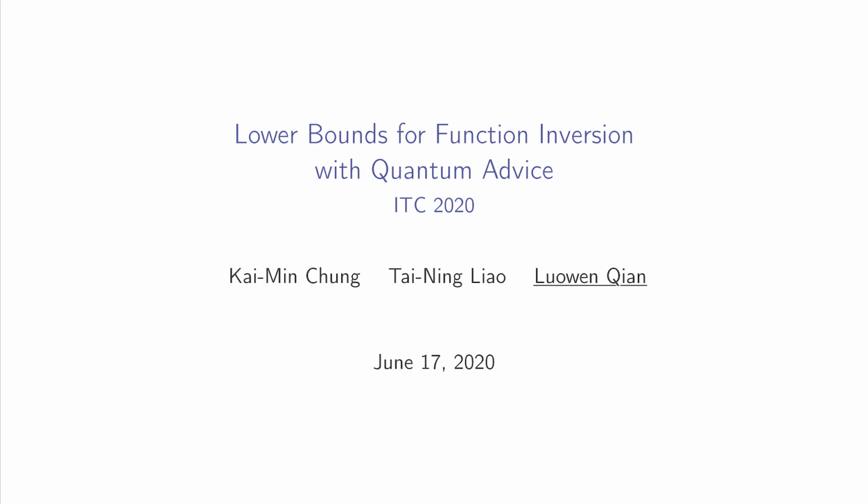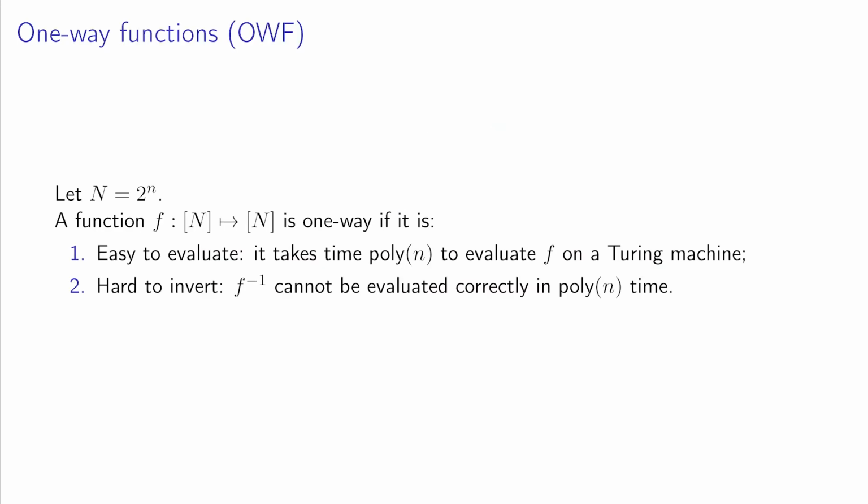So let me just start by introducing the problem of function inversion, which is tightly associated with the cryptographic primitive of one-way functions. Informally, one-way functions are just functions that are easy to evaluate and hard to invert. Here, we denote the size of the domain for these functions as big N, which is exponential in the length of its input and output.